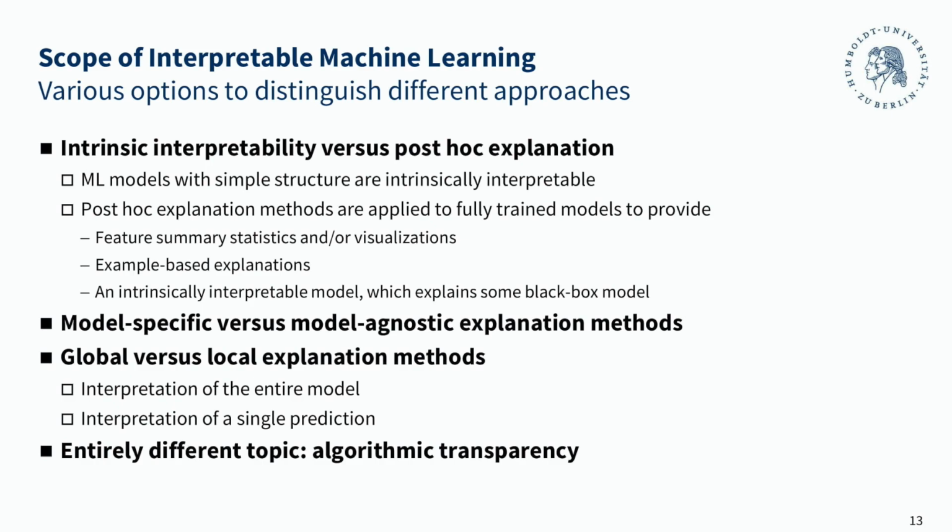And what I briefly touched upon before, global versus local methods. Global means that you have a black box model and you are trying to extract rules from that model which tell you how the model translates feature values into predictions in general. That's a global approach, and examples come soon.